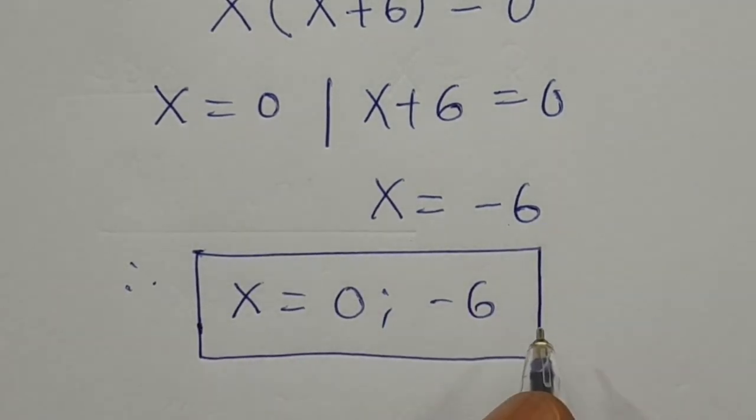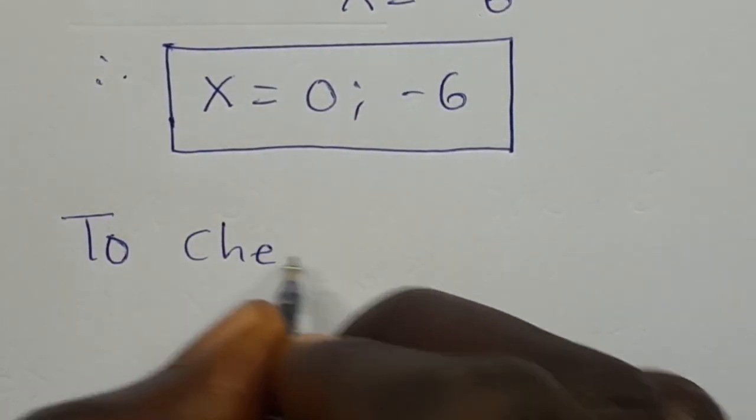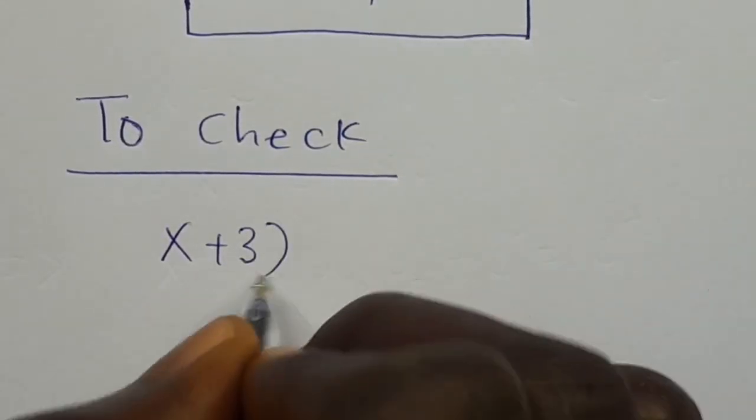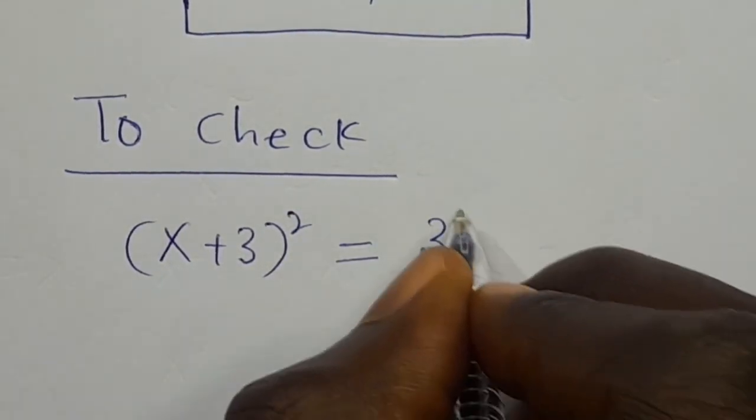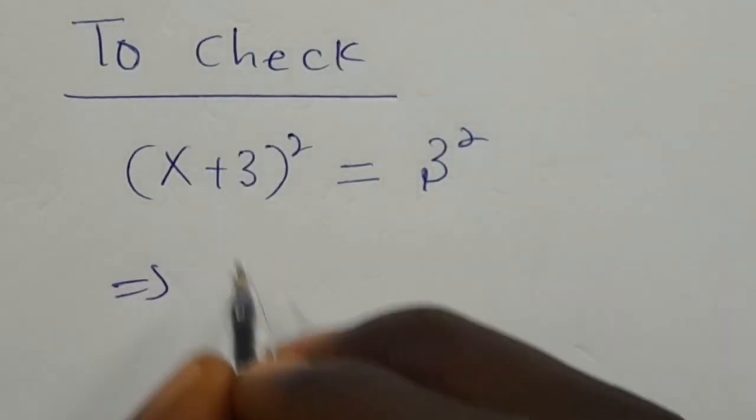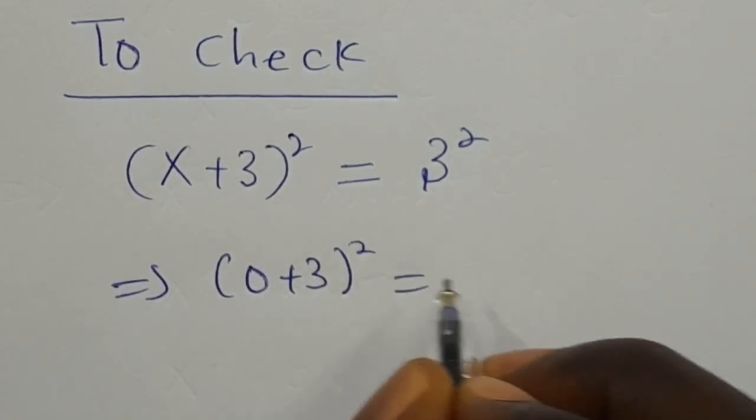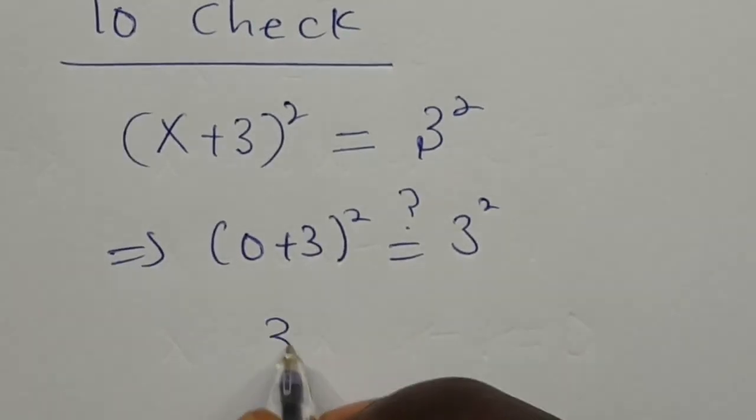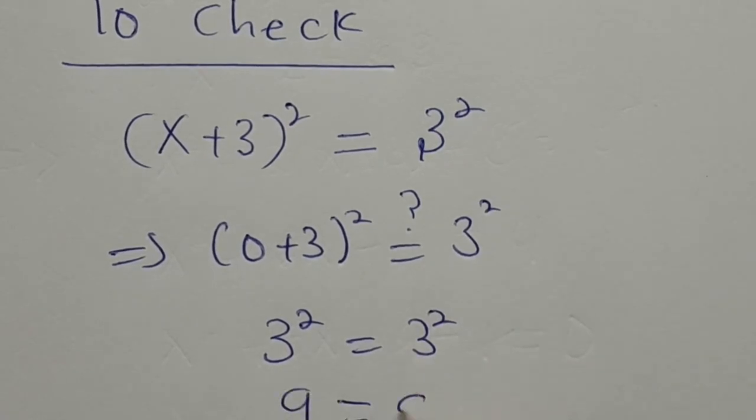Then let's check. We have (x + 3) squared equals 3 to the power of 2. When x equals 0, we are going to have (0 + 3) squared. Is it going to give us 3 to the power of 2? 0 plus 3 will be 3 to the power of 2, which equals 3 to the power of 2. 9 will be equal to 9.